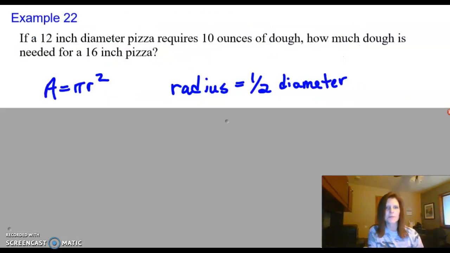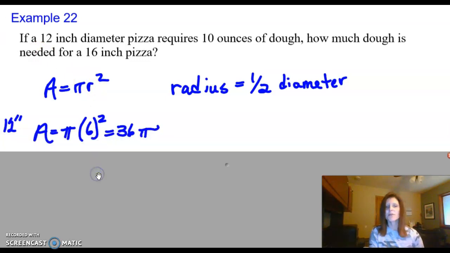Let's take a look at another one, similar but with circles. So a 12-inch pizza requires 10 ounces of dough. How much dough is needed for a 16-inch pizza? I have to keep in mind I'm looking at the area here, not just a single dimension of 12 inches. So for circles, we remind ourselves that the area is pi times r squared, where r is the radius, and the radius is the same as half of the diameter. Okay, because that's important because they gave me the diameter, not the radius of this pizza.